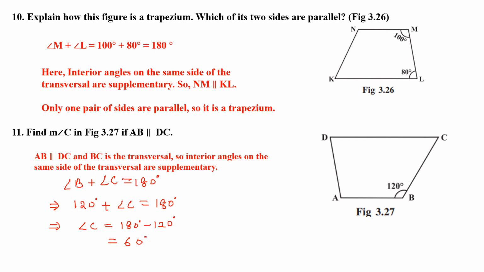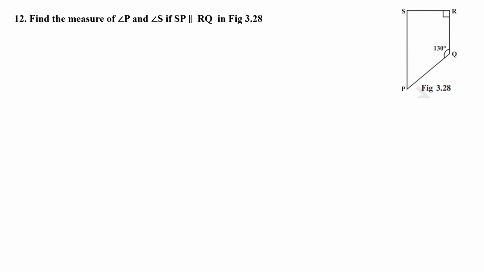Clear? So now we will be moving to the last question of this. In question number 12, find the measure of angle P and angle S. Angle P is here, angle S is here. If SP is parallel to RQ. Only one condition is given. SP is parallel to RQ and you have to find the measure of angle P as well as angle S.